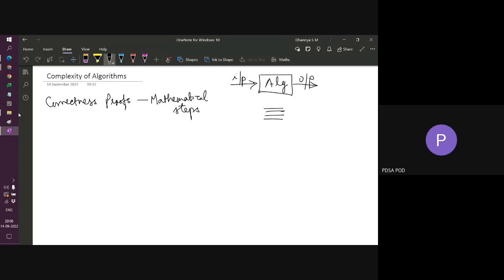So sir is actually discussing something called loop invariant. So that is one technique. You have to find a loop invariant. I'm not discussing those in detail here. This is loop invariant. Then there is some technique called proof by induction.